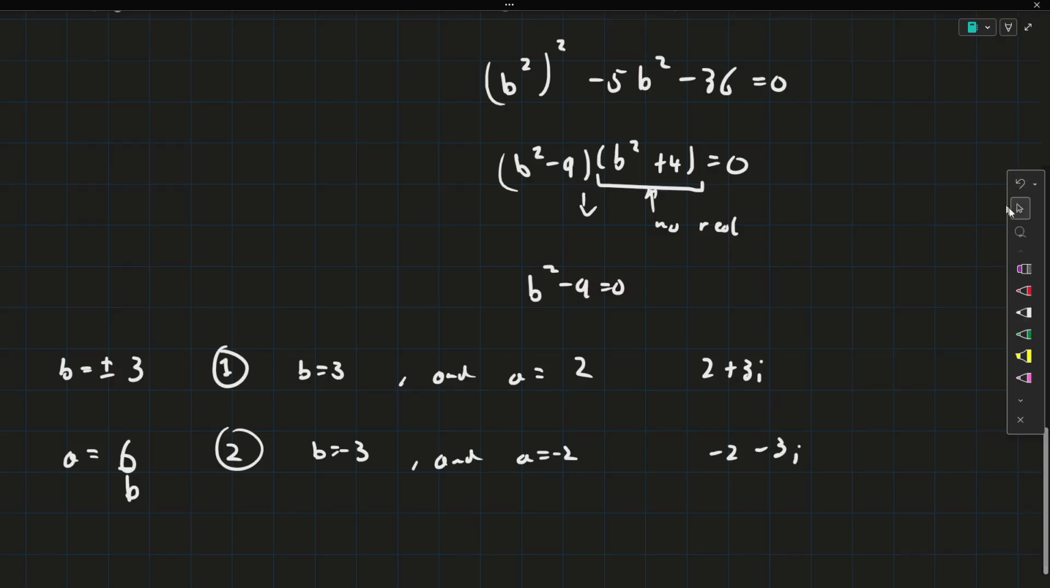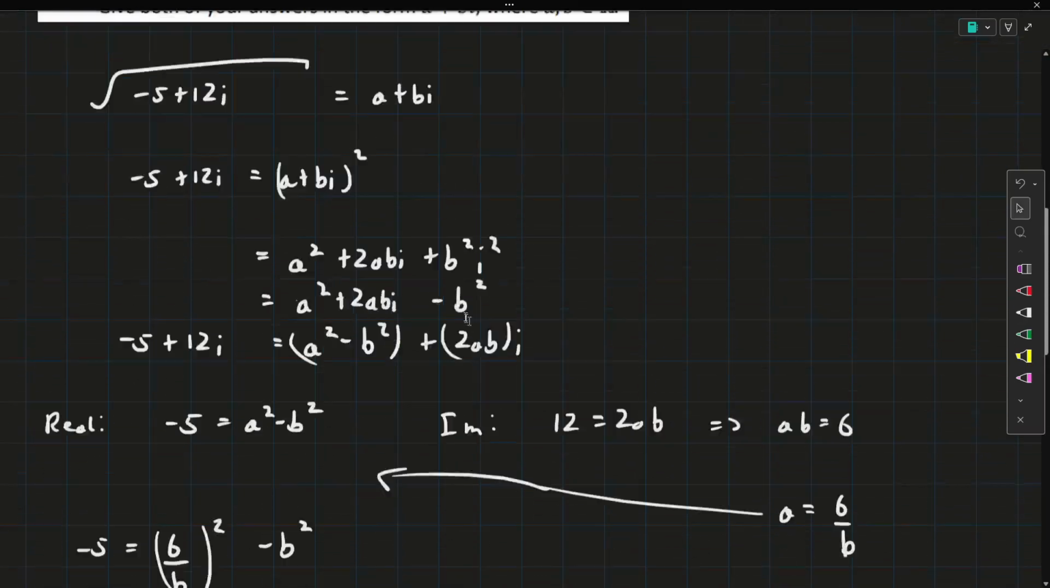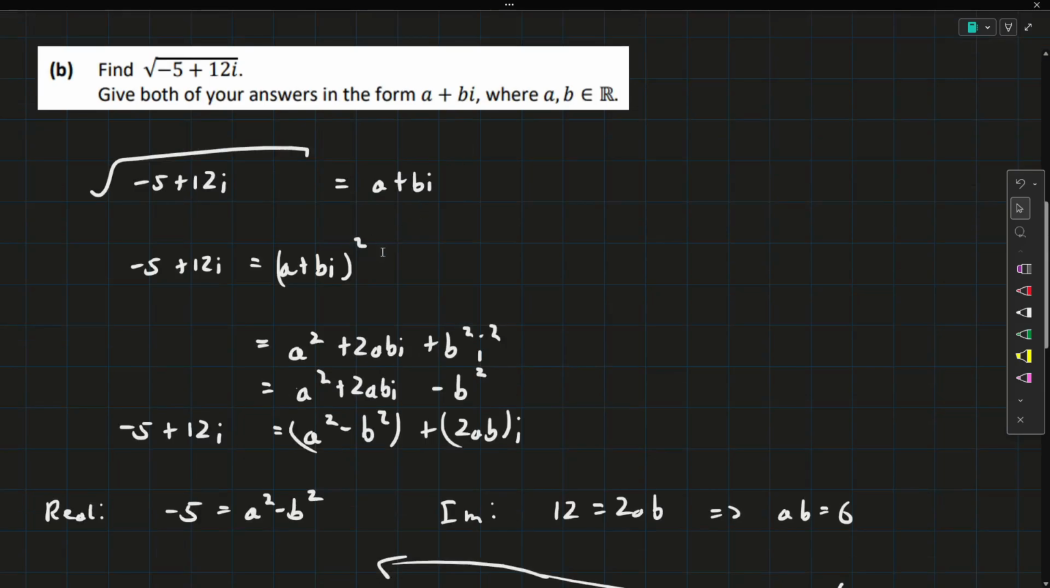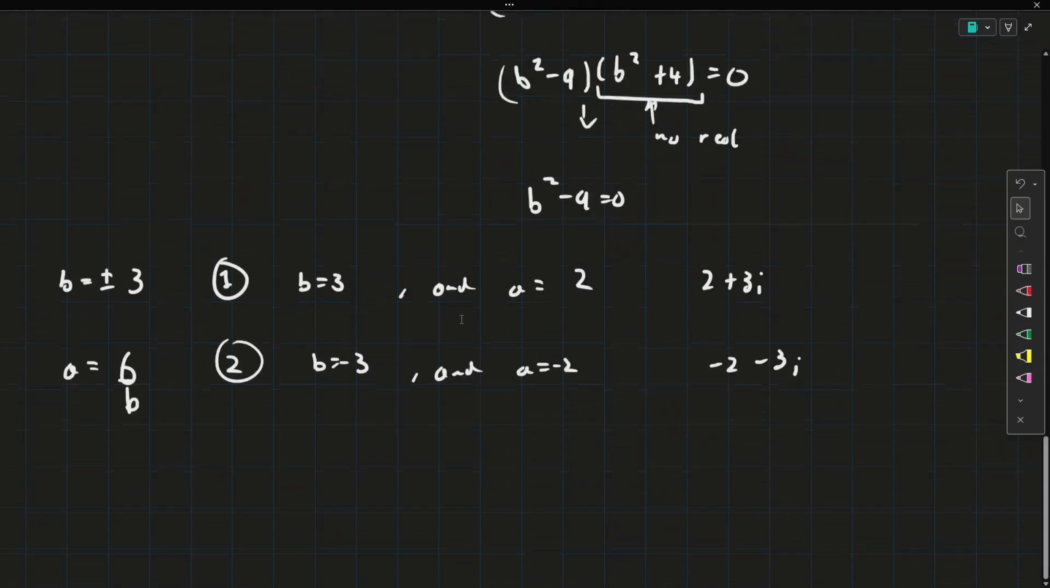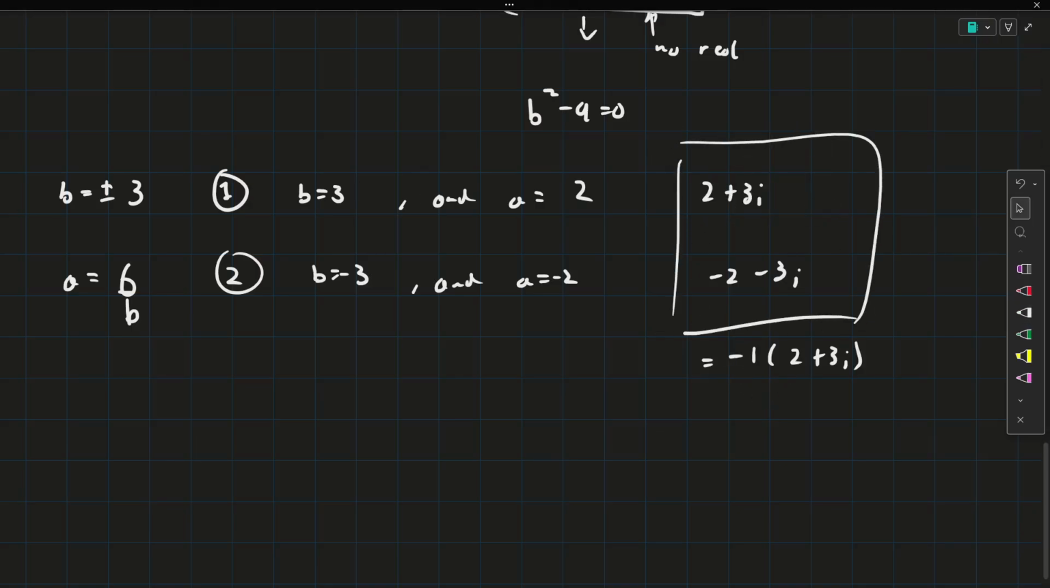And this should make sense because this a plus bi, when we square it, we should get minus 5 plus 12i. The reason for that is because this is kind of where we started. So we have a plus bi, the whole thing squared, should be minus 5 plus 12i. So if we square this, this is just the same as minus 1 times 2 plus 3i. So if we square this, the minus 1 goes away, and it's just going to be the exact same as this. So yeah, it makes sense that we got these two as our answers. And you can square those to make sure that they're correct as well.